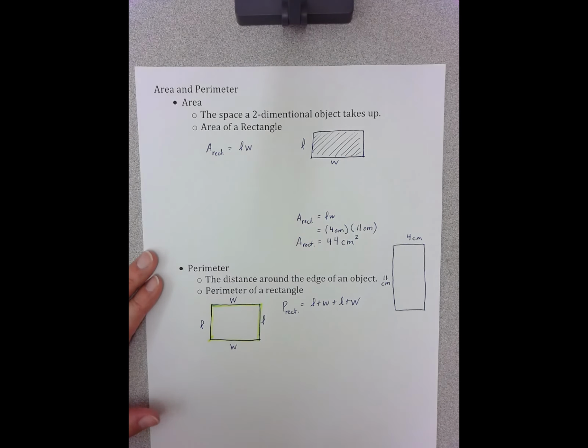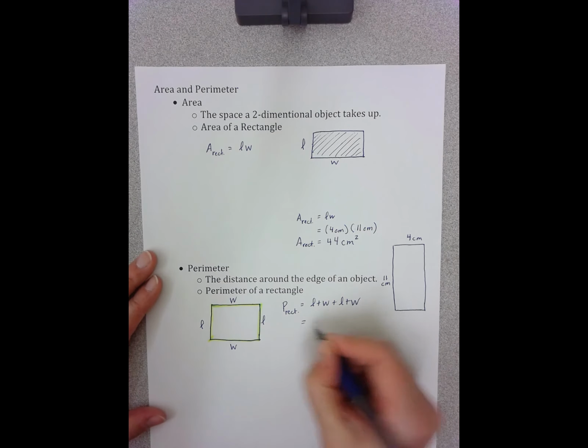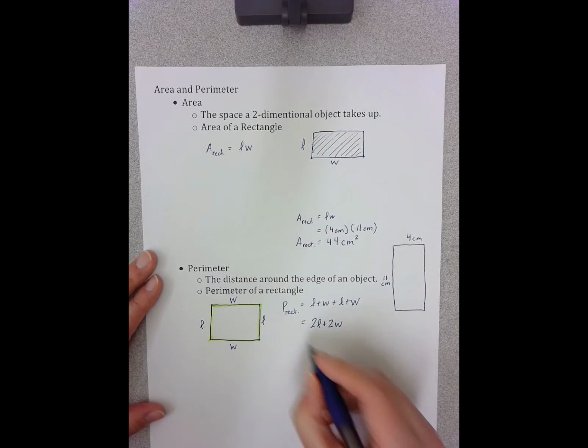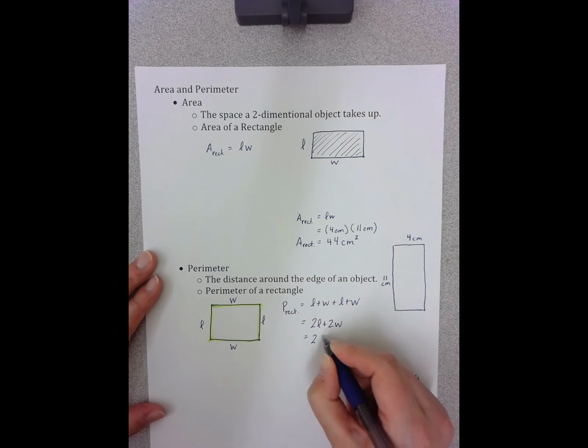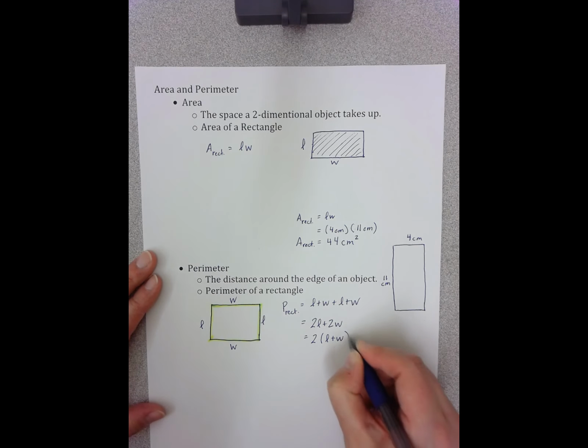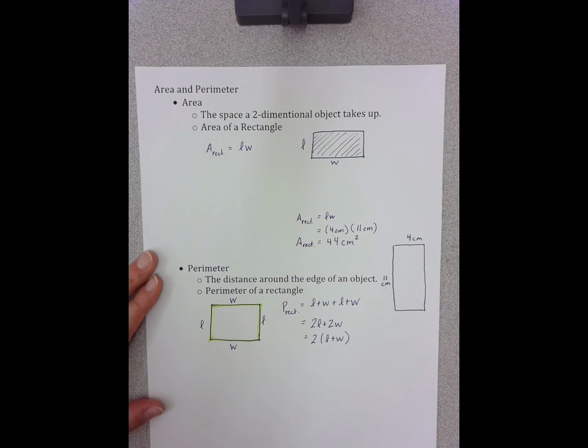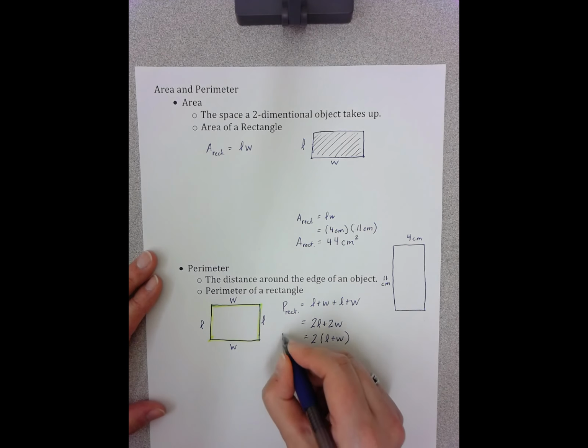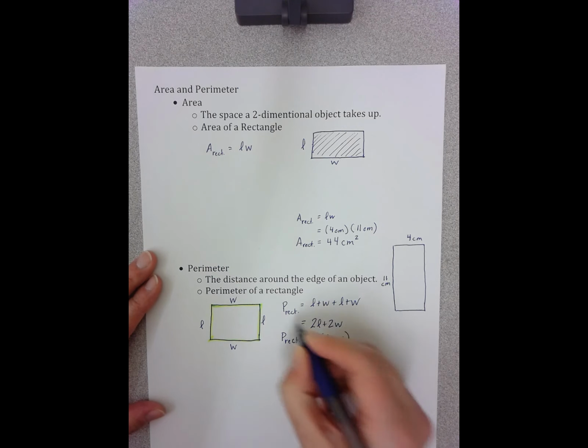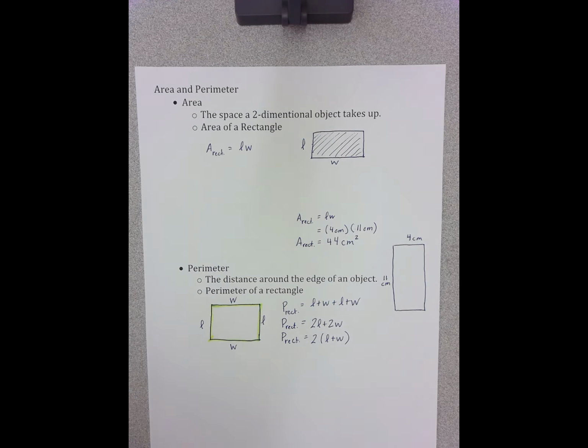Now that can actually be simplified a couple of different ways. One way is I can call that 2L plus 2W. The other is that I can say it's 2 times the quantity of the length plus the width. So that's the perimeter of a rectangle. And again, any of these three forms is perfectly fine when you are filling in.